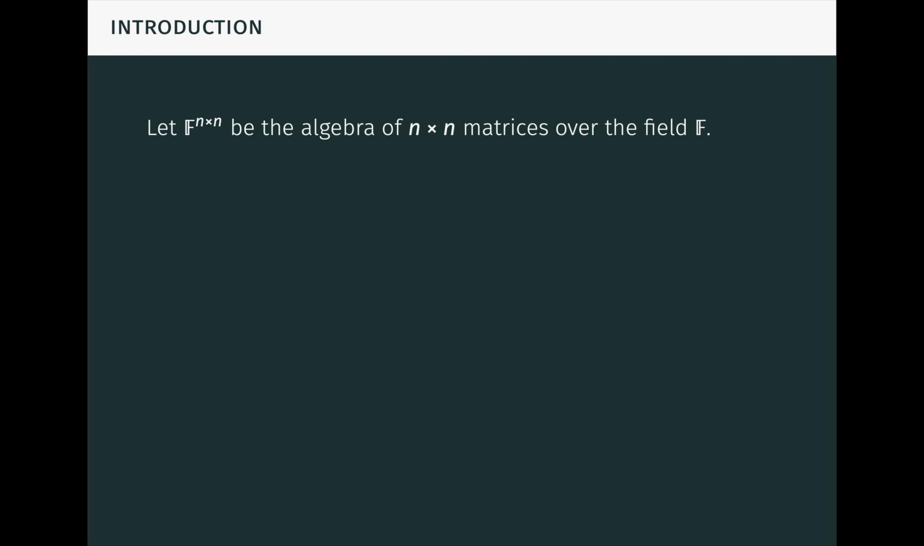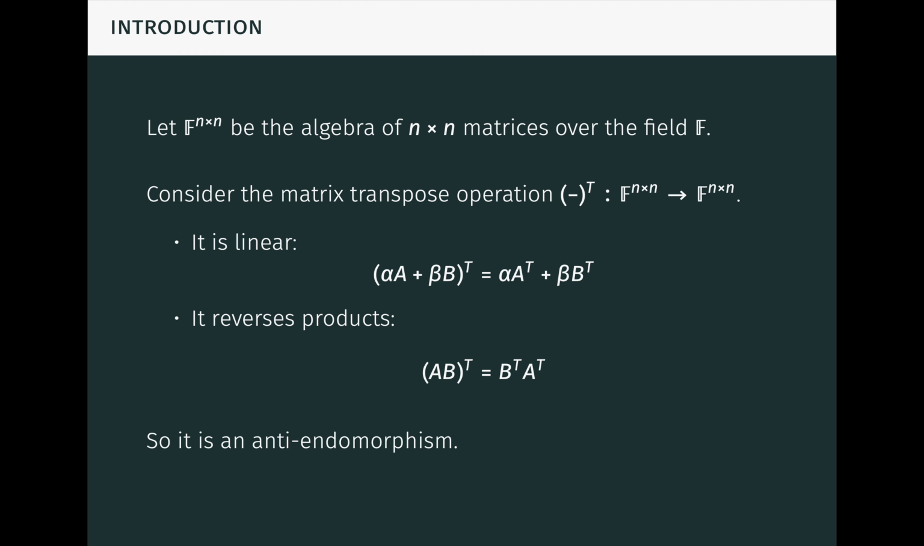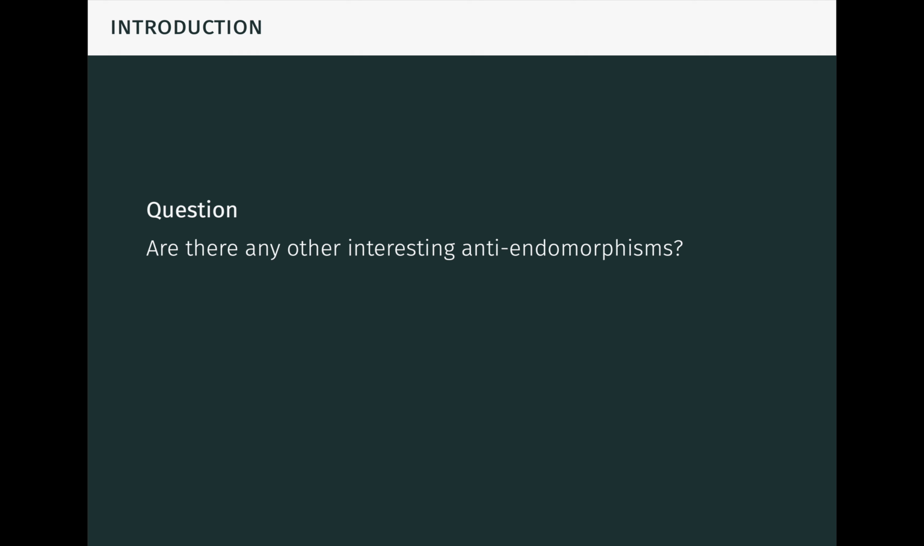Let M_n(F) be the algebra of n by n matrices over the field F. In this video, algebra just means a vector space with a bilinear multiplication, in this case matrix multiplication. Consider the matrix transpose operation on this algebra. We know it's linear, and it reverses products, so it's what's called an anti-endomorphism of the algebra. The question is, are there any other interesting anti-endomorphisms of this algebra?